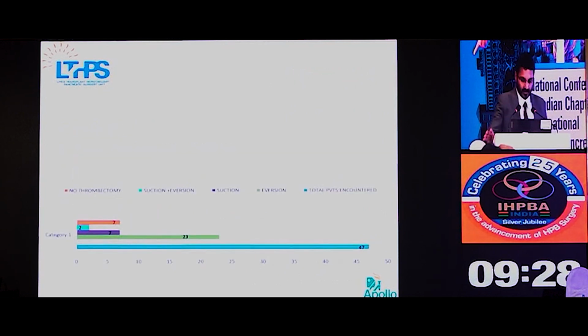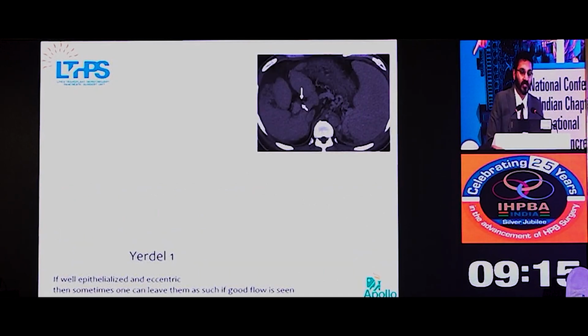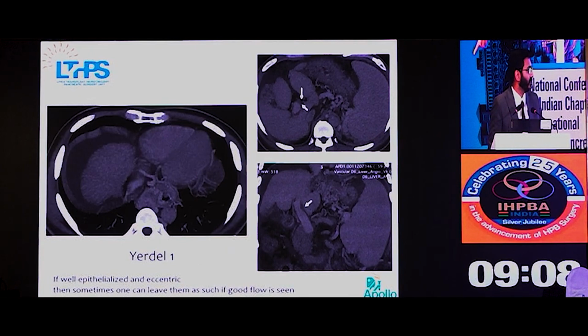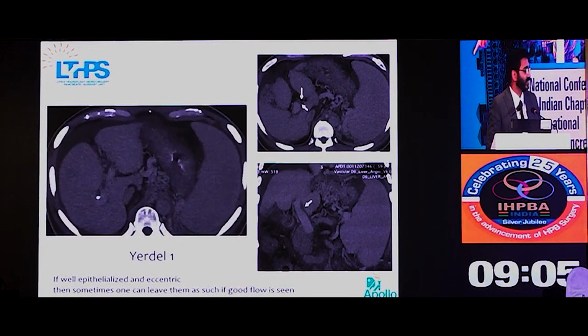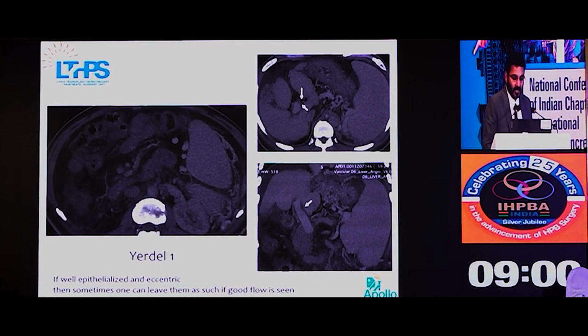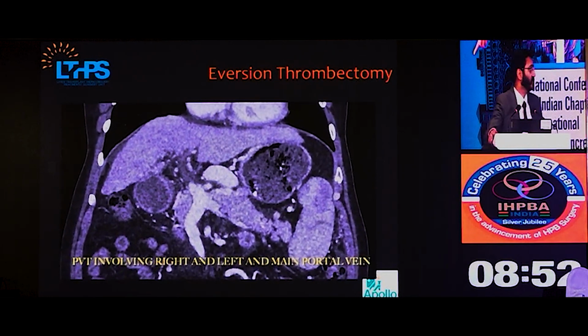So in our patients, the commonest thing we have done is suction thrombectomy, and sometimes we have used a new portal vein reconstruction. This was one such example, a Yerdle stage 1 patient with an eccentrically placed portal vein thrombosis. On the preoperative CT scan, you can appreciate that the thrombus is extending just up to the proximal superior mesenteric vein. The splenic vein was spared. And we did an eversion thrombectomy here.